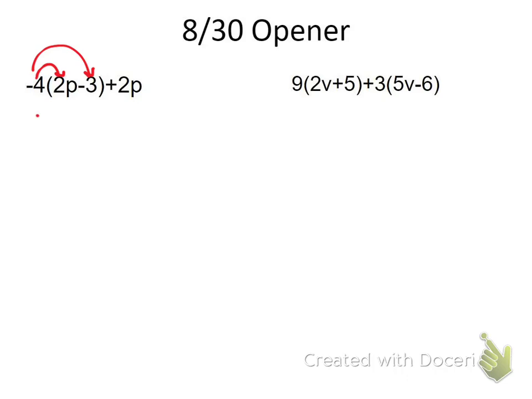For -4 times 2p, you get -8p, and then -4 times -3 is -12. Two negatives equal what when you multiply and divide? Positive. Oh, I have positive, my bad. And then what do I bring down? You're plus 2p. And then you combine like terms, and you get -6p minus 12. Or plus 12, yeah.